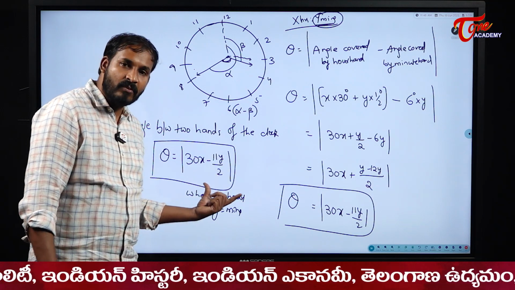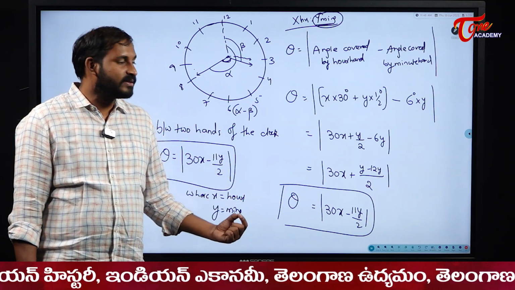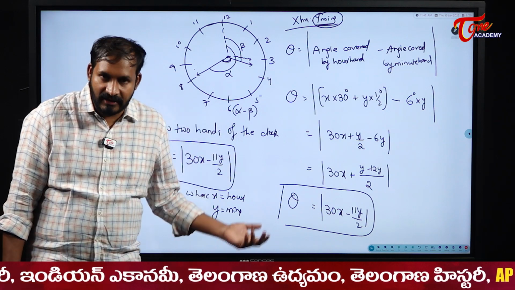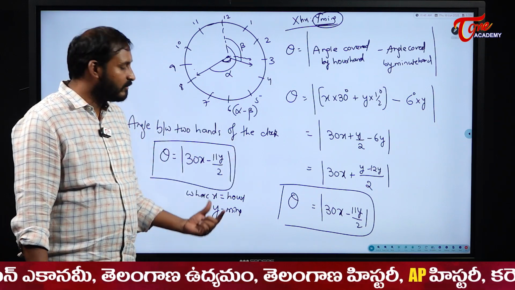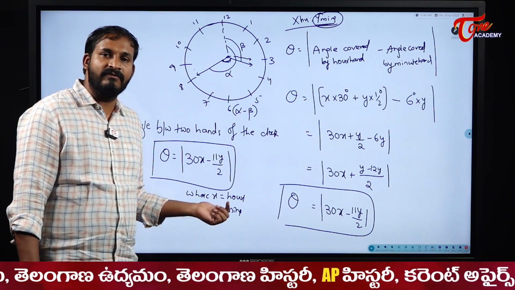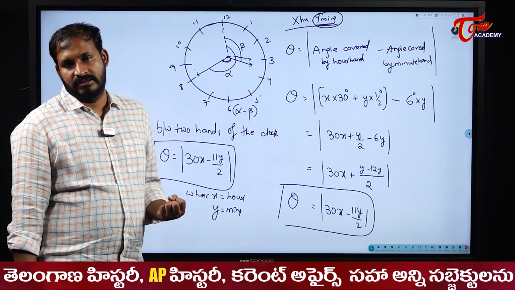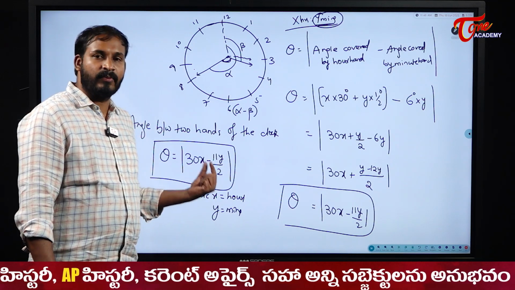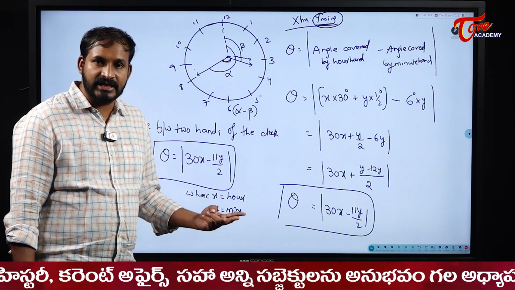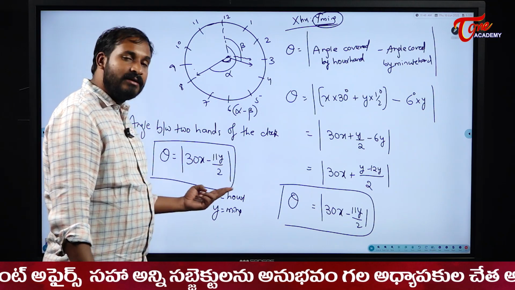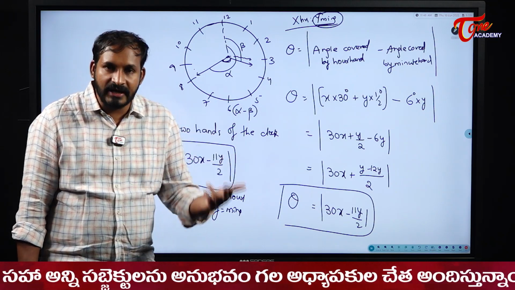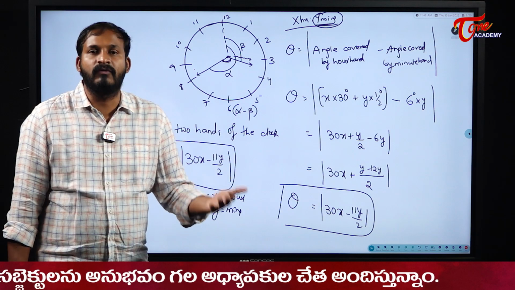So, why are we using mod here, students? The reason is very simple. Sometimes my hour hand will travel more distance, sometimes my minute hand will travel more distance. So, even if you get a negative value, we will simply write it as a positive one. And what is the next important thing? The angle between two hands of the clock should always be less than or equal to 180 degrees.